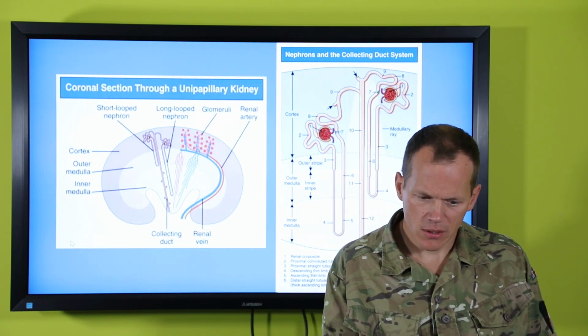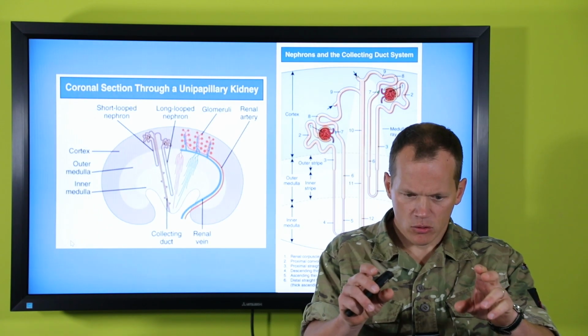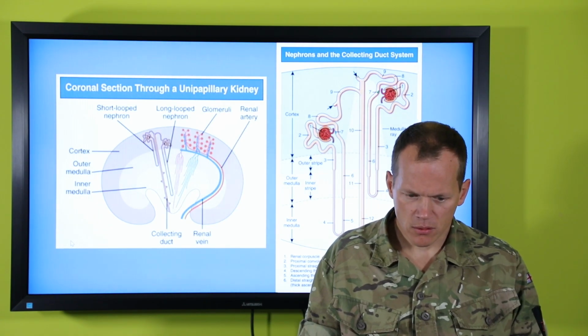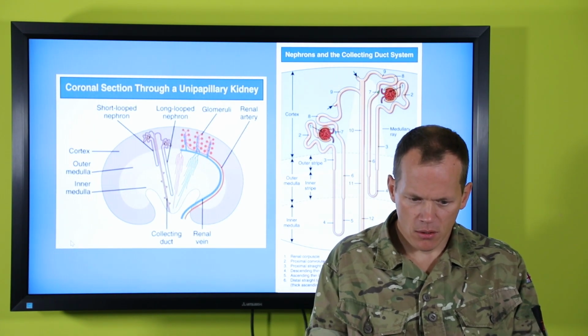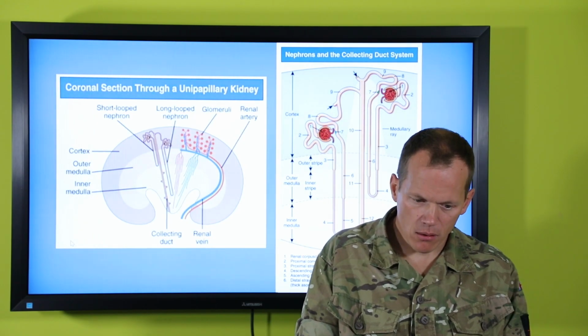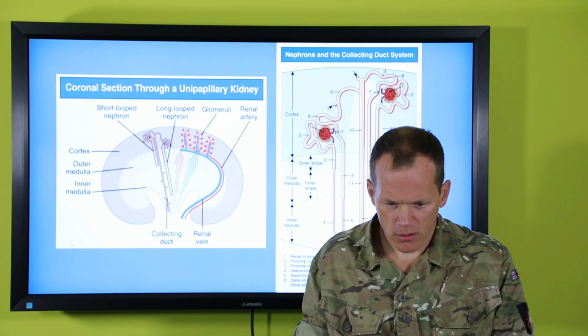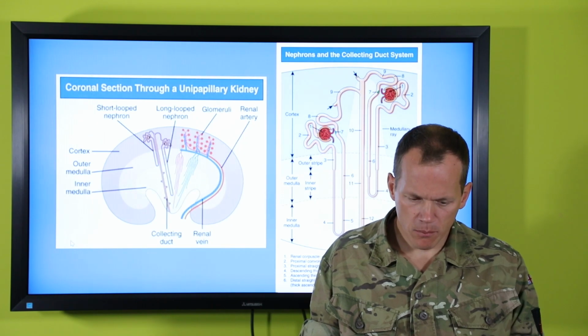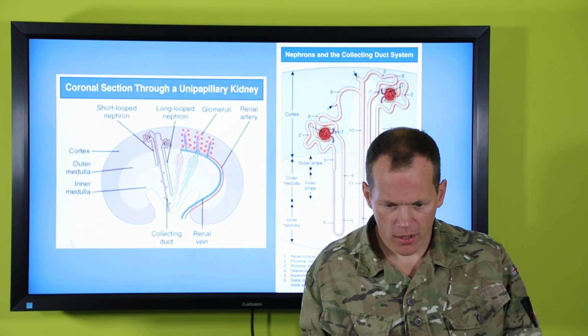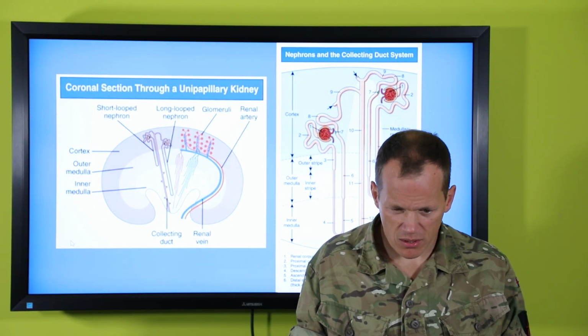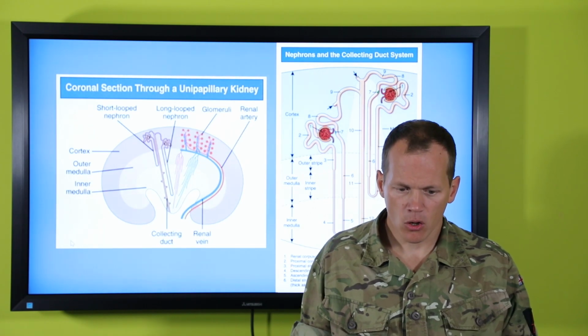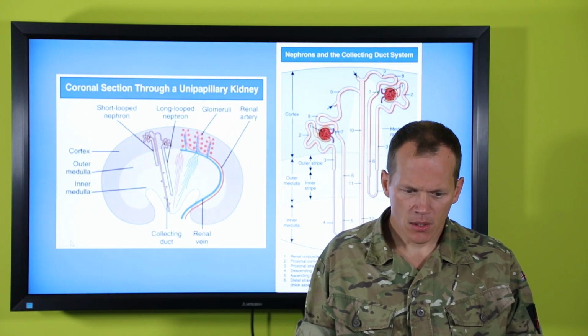If you look closely, there are two nephrons. There's a nephron on the left, and you can see the glomerulus, and there's a nephron on the right. The difference is one has a deep loop of Henle and one has a shallow loop of Henle. Otherwise they're essentially the same, and they join on that common collecting duct down the middle.